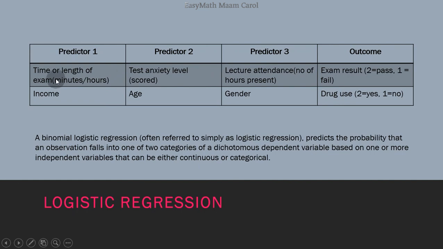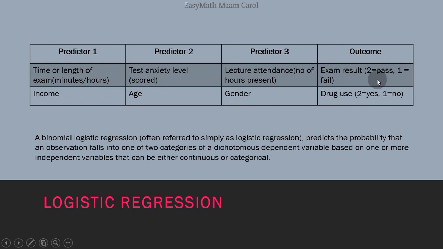Okay, so take note. These are the first one: time or length of exam in minutes or hours, the test anxiety level, the lecture attendance. This time, these are all numerical. And you want to know if all three have a relationship with a dichotomous exam result. This time, we are not looking for the score itself. It's either you just pass or you fail.